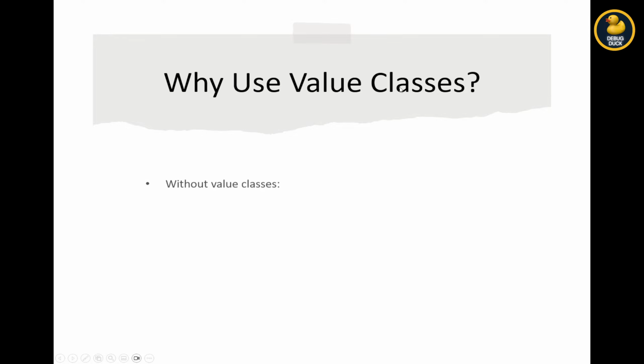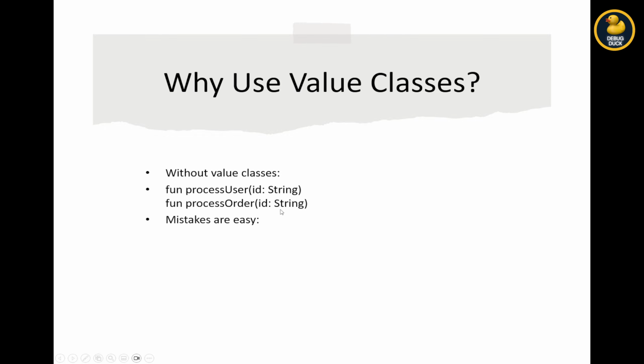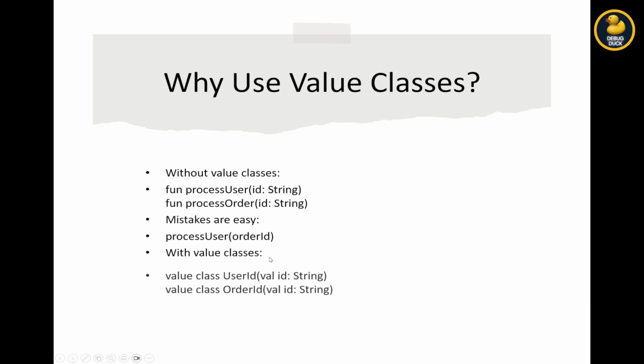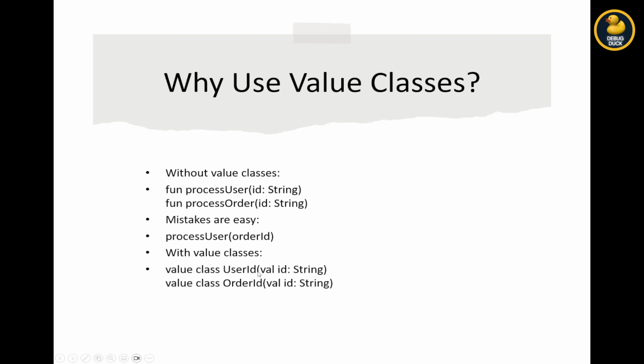Why use value classes? Without value classes, you write function processUser taking an ID of String, and function processOrder taking an ID of String. Mistakes are easy, and processUser could take an order ID. So with value classes, value class UserId(val id: String) and value class OrderId(val id: String). Now the compiler prevents incorrect usage.